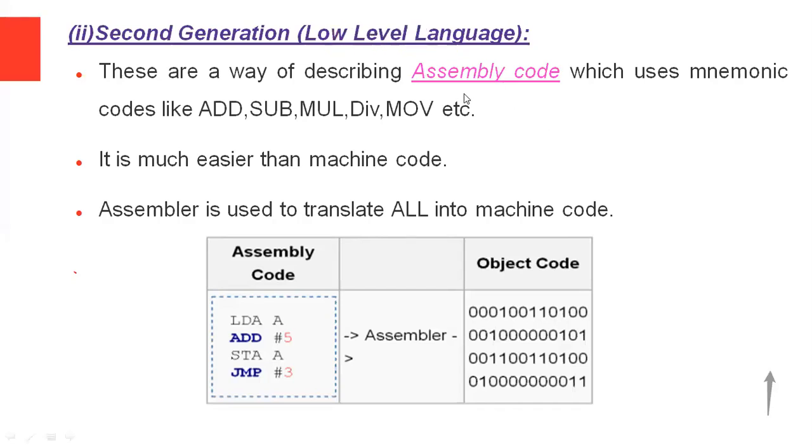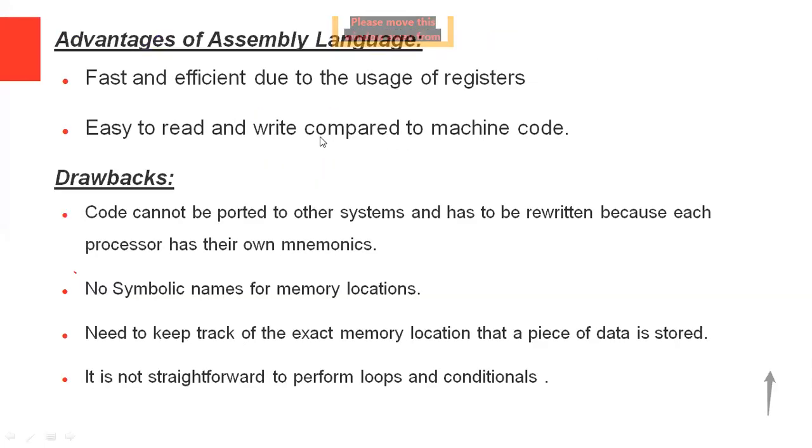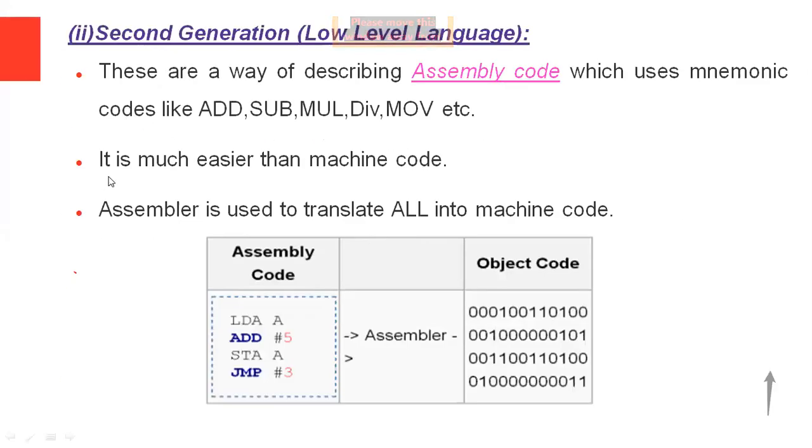So this is the assembly code we write in the second generation languages, right? It is much easier than machine code. It is somewhat better for writing programs compared to machine code. Writing like this is a little easier than writing in machine code. Machine code is in the form of zeros and ones. Here we are using assembly code. We are using ADD for addition. So it is much easier than machine code.